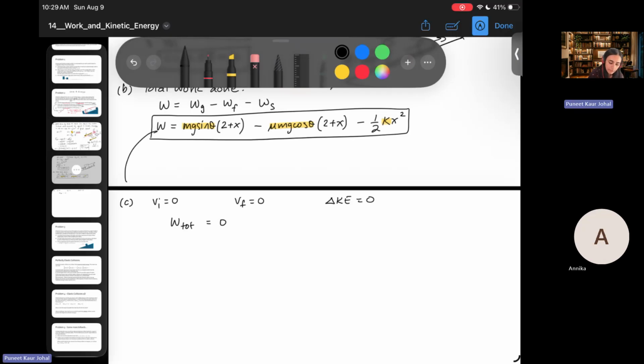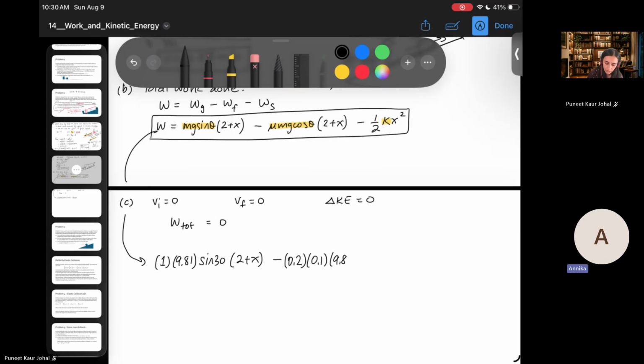And we already have that equation right here. So I'm going to put the numbers in now and start plugging them in. We basically just have to solve for x. We can put this entire equation equal to zero. That's the premise. But the 2 plus x stems from the fact that it's the distance plus x, right?